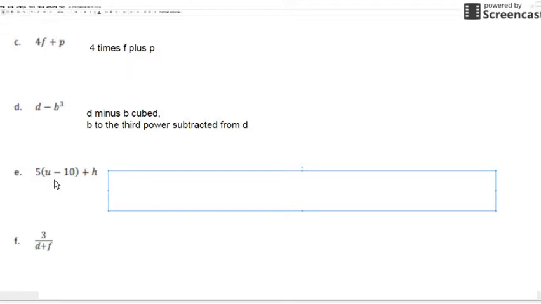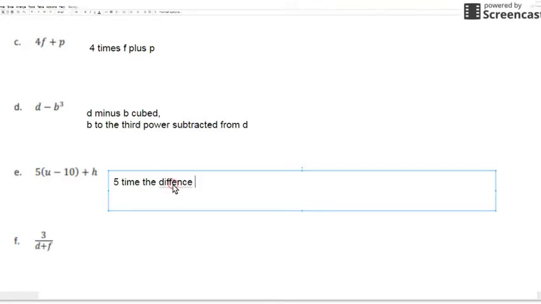If we look at this, this one is a little bit more challenging because we have the parentheses here. If we read this, it says 5 times parentheses u minus 10 end parentheses plus h. Well, you can't say beginning of parentheses, end of parentheses. That's not telling us what's going on. What you could say is 5 times the difference of u and 10 plus h. That's what it's saying, 5 times the difference. We're using the word difference because we have to find the answer to the subtraction problem first.